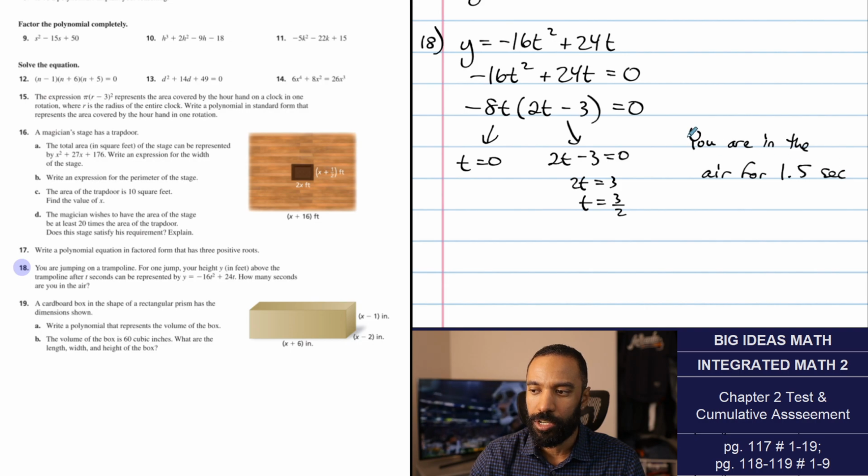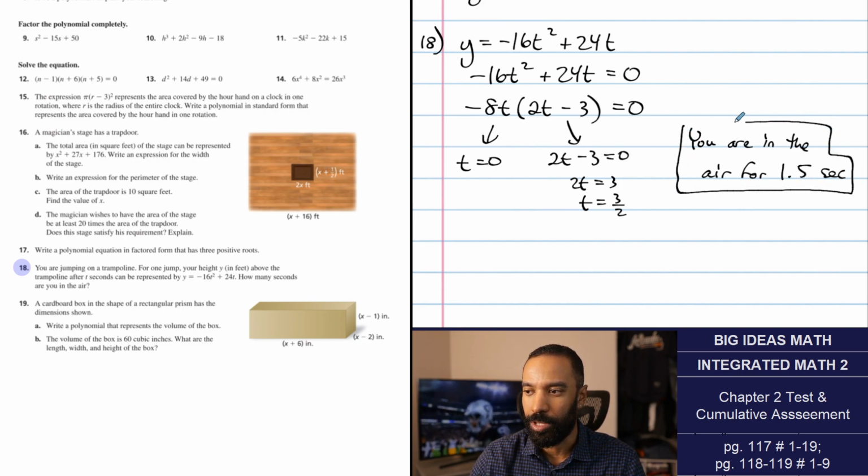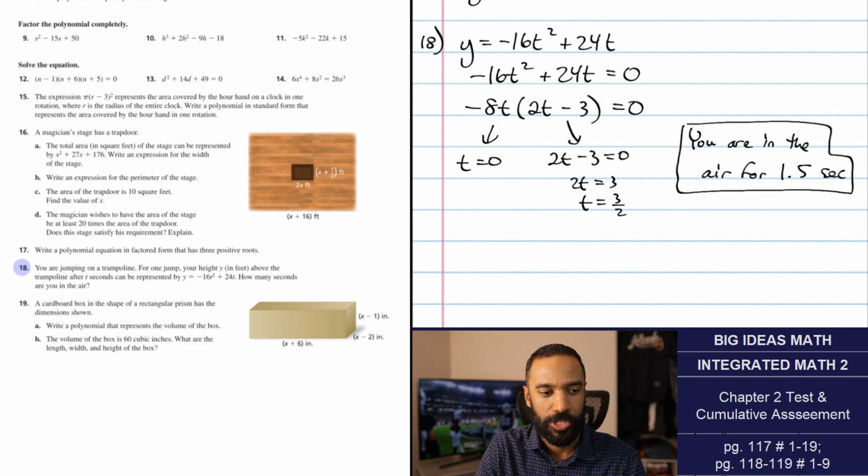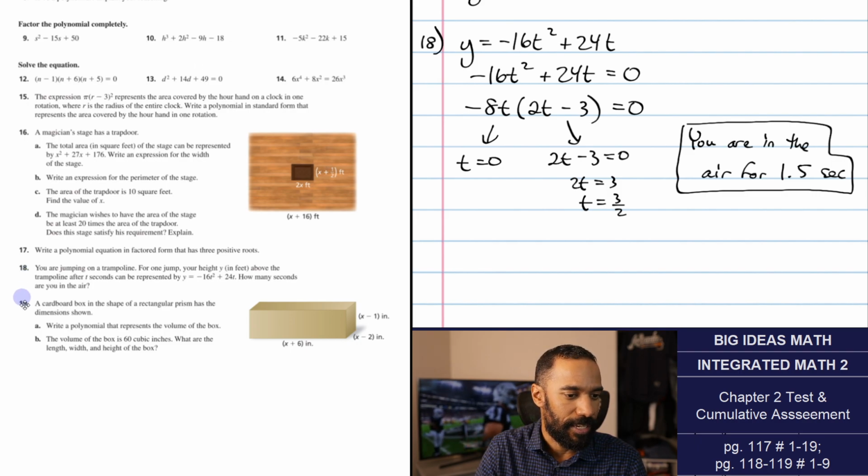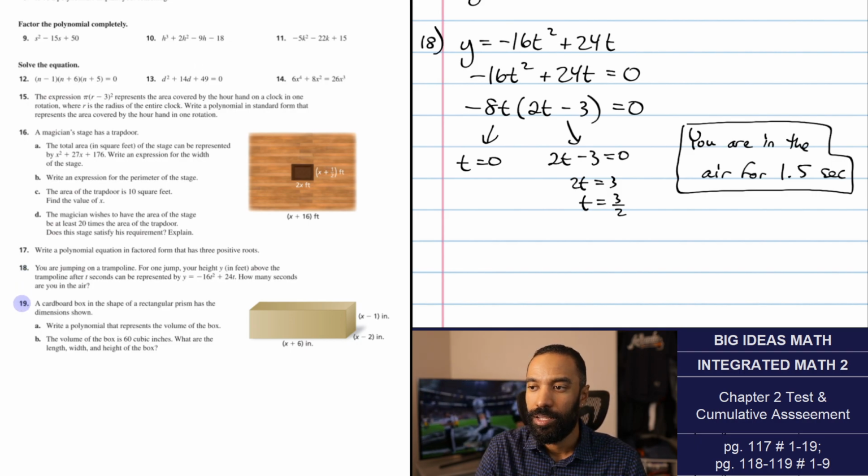I guess that's reasonable for a trampoline. You can bounce up a little bit. That totally works. And then number 19, before we hit the cumulative assessment, these are together.